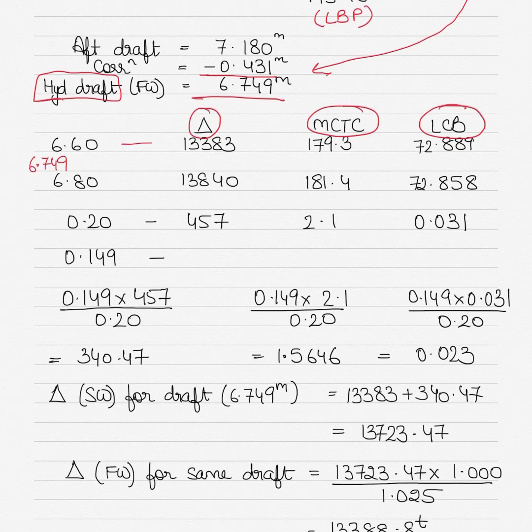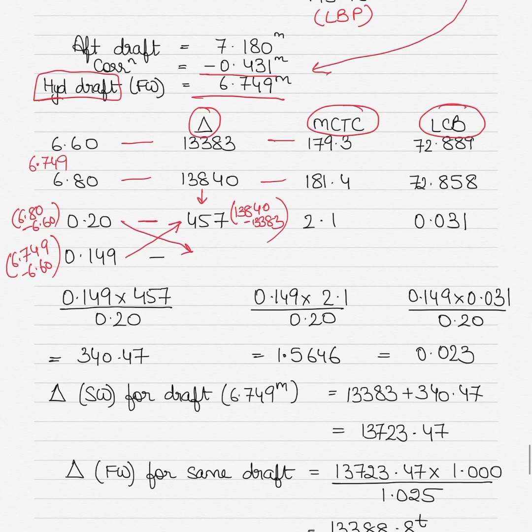Alright, so I don't have to show you the interpolation again, because you pretty much know how the interpolation was carried out. So I have done individual interpolation for firstly the displacement. You can see for a difference in the draft of 0.2, the difference in the displacement is 457. So for a difference in the draft of 0.149, what will be the difference in the displacement? So of course this is 6.8 minus 6.6. I'm just writing all this so that you have a quick jog through the memory on how we did it. Right, this is 13840 minus 13383.